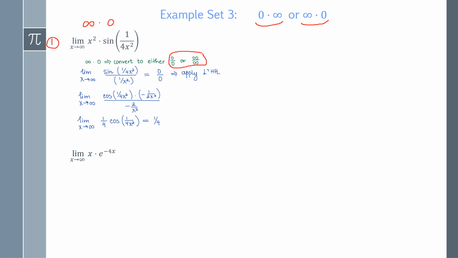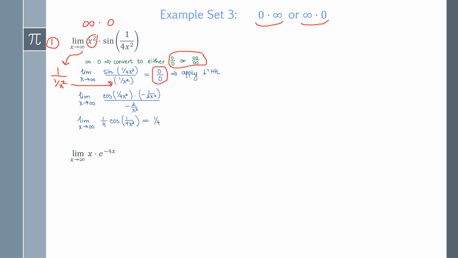So what is the trick here? What we're going to do is take x squared and write it as 1 over 1 over x squared. That is exactly the same expression. So now our new representation is sine of 1 over 4x squared, over 1 over x squared. And that is very useful because now I have 0 over 0. Why is that? Because as x gets really, really big, 1 over x squared goes to 0.